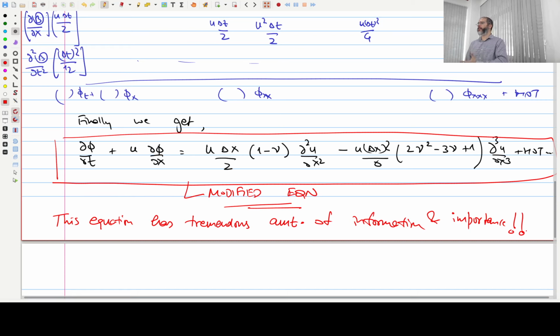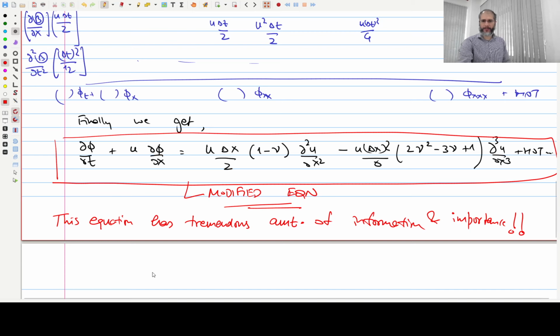So this equation has lots of information, and that is the reason it's worth knowing about this. So we'll stop here now, and I'll see you tomorrow.